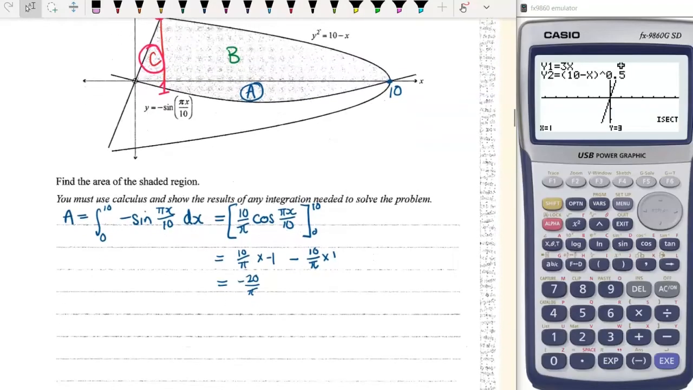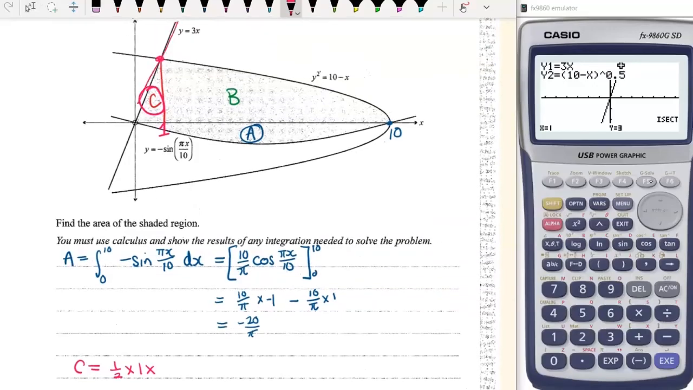So the area for C is a triangle, so that's half times the base, which is 1, times the height. Well, on this line here, the y is 3x, so if x is 1, the height here is 3, so we just have an area of 1.5.